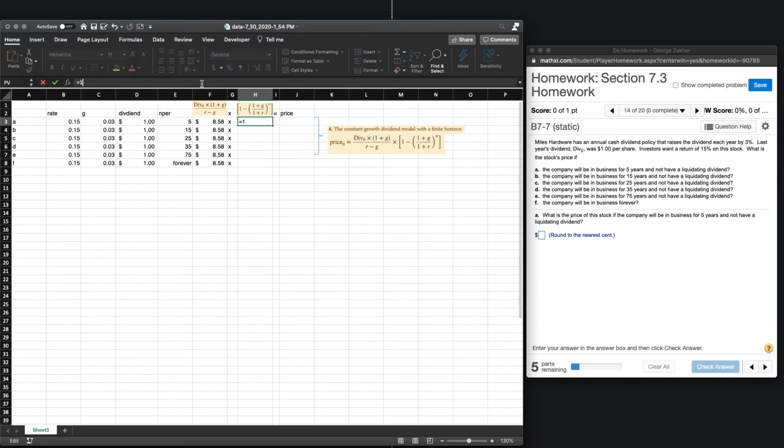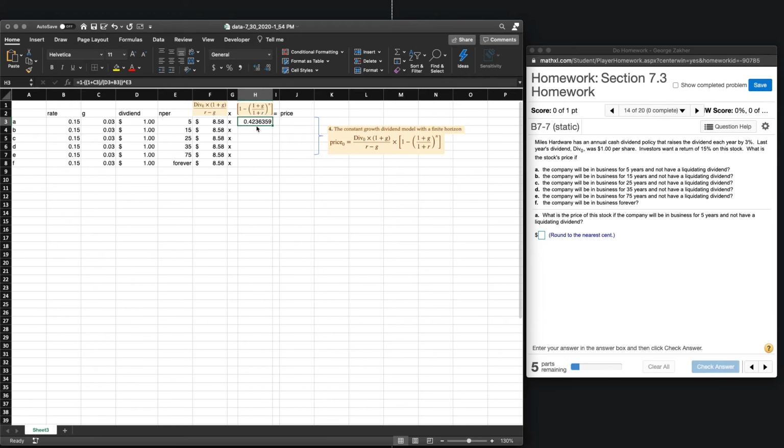Okay, we're going to divide that by 1 plus the rate, and then raise that to the power of our number of periods. Let's just keep this general for now. So, in other words, this is basically a percent of what we'll get. If this company only lasts for 5 years, then we're going to get less than the price if it lasted forever. Think of it that way, and we'll talk about what happens here.